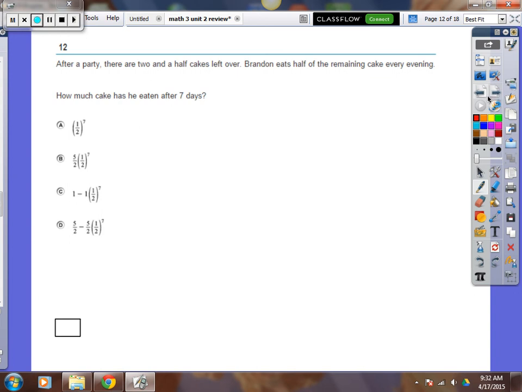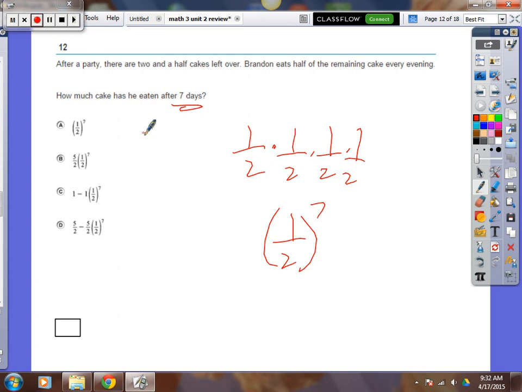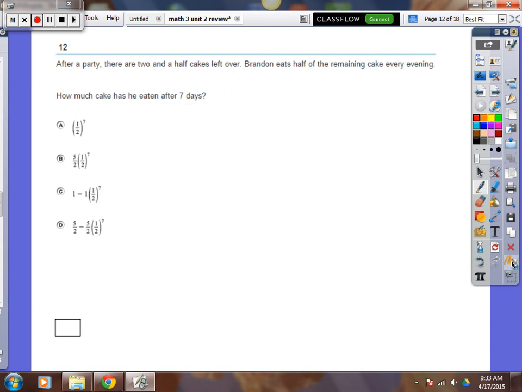Alright, 12. After a party, there are 2.5 cakes left over. Brandon eats half of the remaining cake every evening. How much of the cake has he eaten after 7 days? So 7 days, we're going to cut it in half, cut it in half, cut it in half, cut it in half, cut it in half 7 times. So it's going to look like this, 1/2 to the 7th. And it looks like they all use that. So it could be A, B, C, or D. So far we haven't eliminated anything.